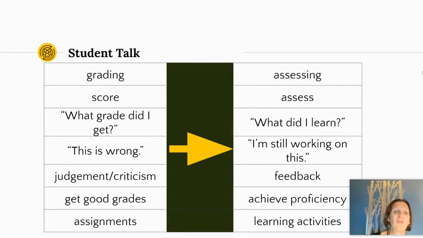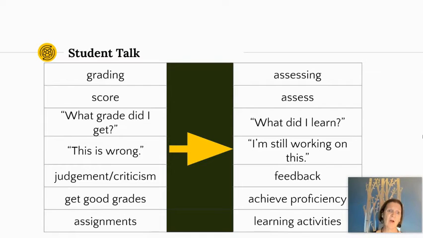Throughout the year, I spend a lot of time working towards shifting how kids approach learning in the classroom. And part of this is really intentional words that I use with kids. So they will not hear me say words like grading or score. Instead, it will always be things like assessing or I've assessed you or feedback. We're going to move from saying, what grade did I get, to what did I actually learn? What did I figure out? From this is wrong to I'm still working on this. Like I'm trying to figure these things out.